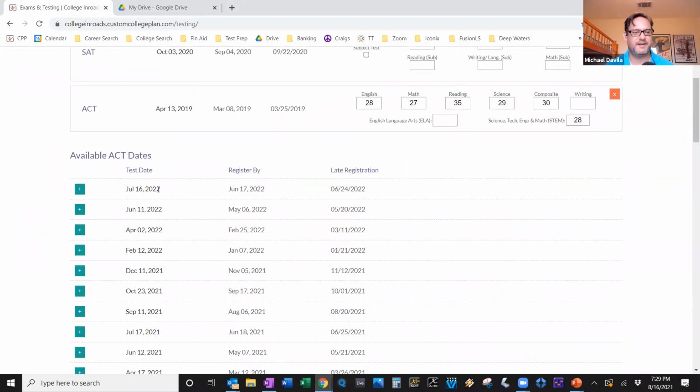I listed them on the PowerPoint, but they're here for you. It also gives the registration due date. So for example, if I was an ACT kind of person, if I knew that was going to be a stronger test for me, I would start to look at these dates. So we're here, in between these two test offerings right here. I would say the December 11th test would be the one I would try for.